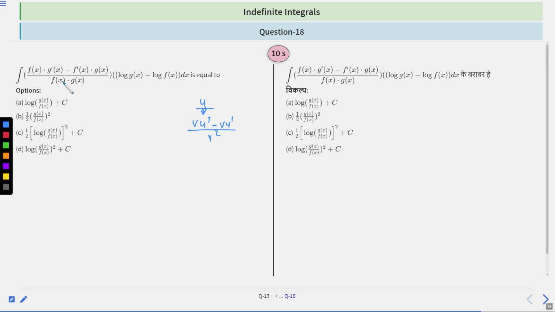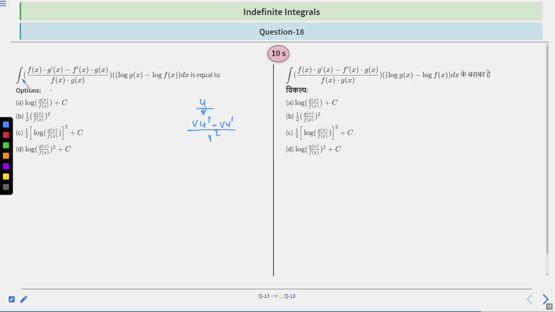We can multiply f(x) in the numerator and the denominator, so that this portion will become d/dx of g(x) upon f(x), right? g(x) upon f(x). Clear. And after that, this portion will become t. This portion again will become another form, right? So in this way, you can adjust, break and simplify these types of lengthy questions, right?